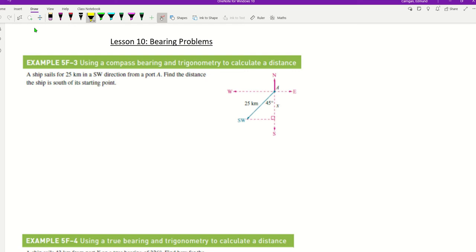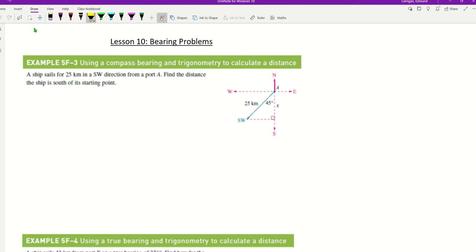Good afternoon. The other day, last lesson, we had a look at bearings, both compass and true bearings. Today we're going to extend that a bit and have a look at some bearing problems. Now, while we're doing this, these are worded questions. What I might do is try to adopt a practice which we're starting to do in the maths department of picking out and highlighting important words as we have a look at this question.